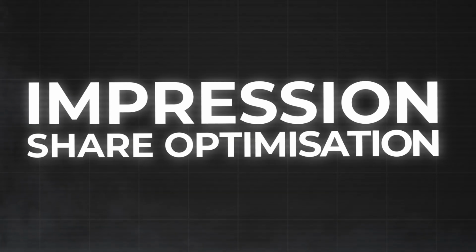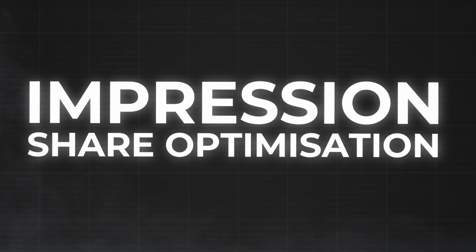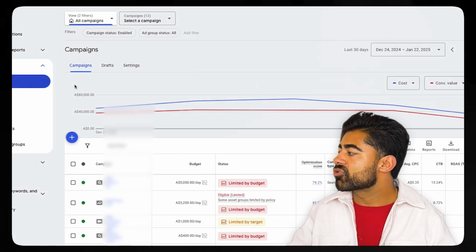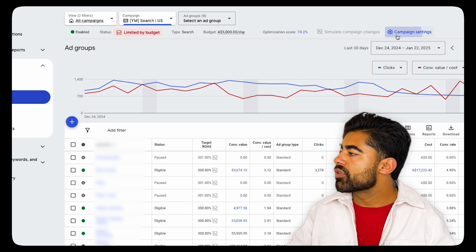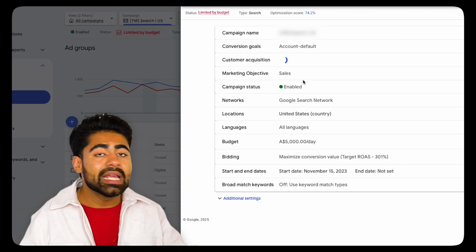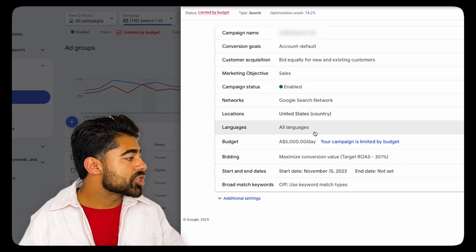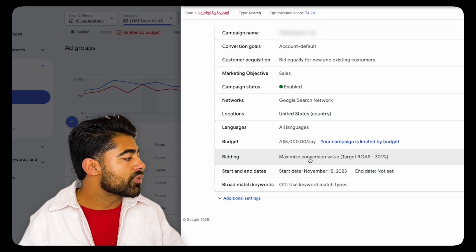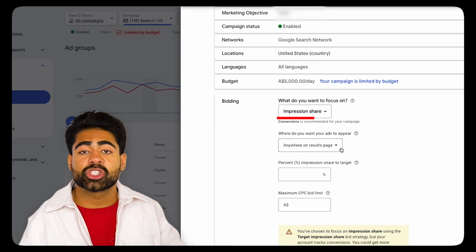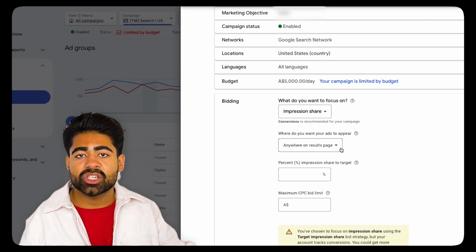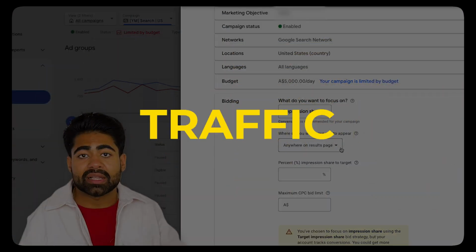But now the next bidding strategy, which most e-commerce brand owners don't even know about, is called the impression share optimization strategy. This is a strategy which is available for search campaigns. So for example, if we go inside the search campaign right here, going over to the campaign settings, we can see this search impression share optimization strategy in effect. So if we go on over to bidding, we can change the bidding strategy and we can actually go after impression share. Now, this impression share strategy essentially is like going after traffic, like going after clicks.